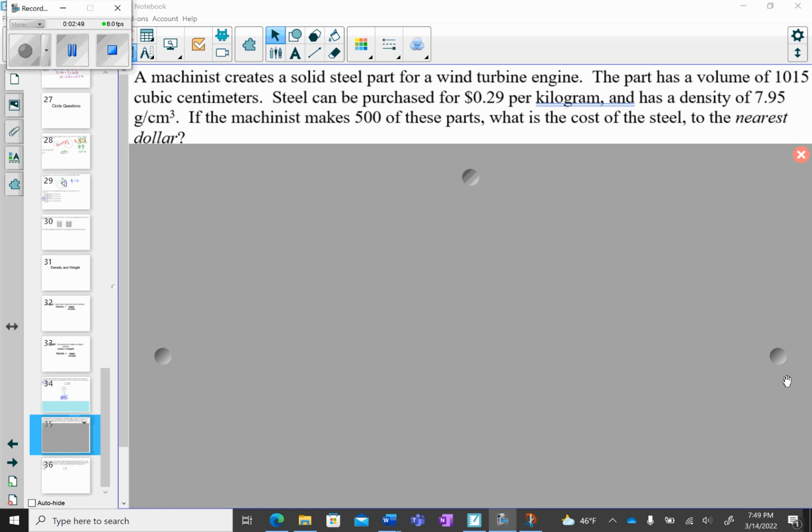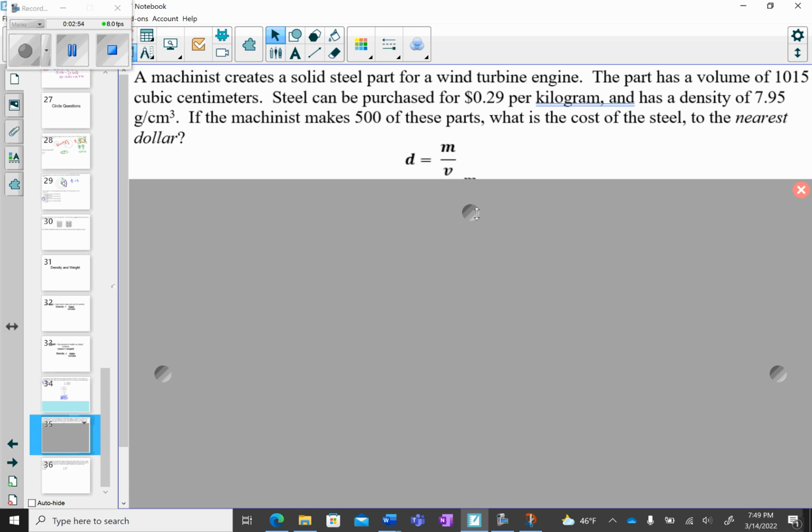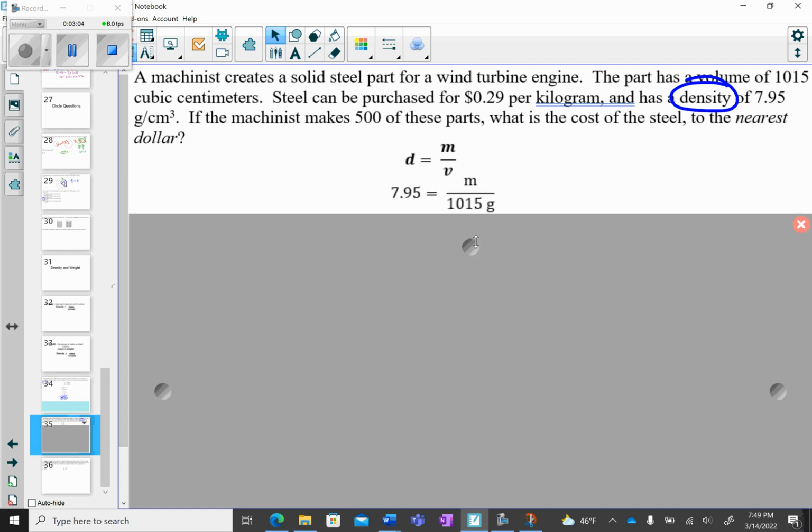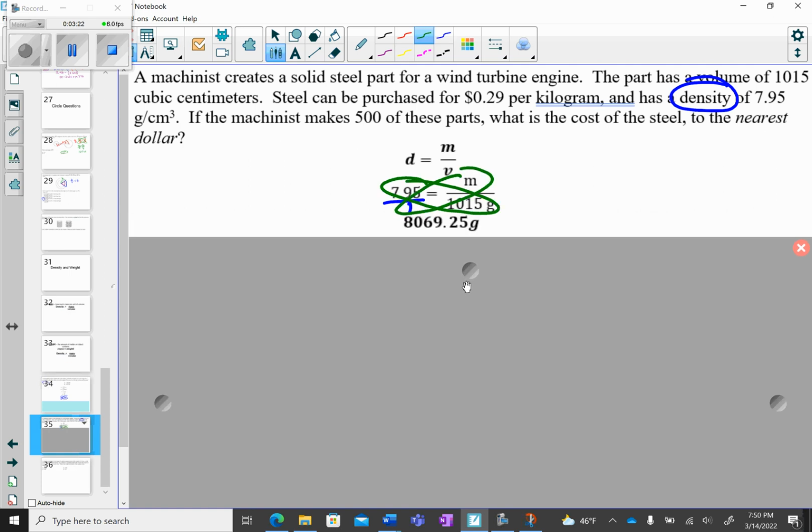Okay, so there's a lot going on in this one problem. So we're going to go through it slow together. So right away, because I see that word density right here, I'm definitely going to have to use my density is equal to mass over volume formula. So we know that the density is 7.95, and then it tells us that the volume is 1,015. So we're going to put this over 1, and we're going to cross multiply. And we'll end up going to get the mass, which is 8,069.25 grams.